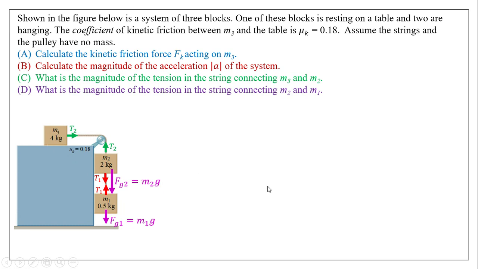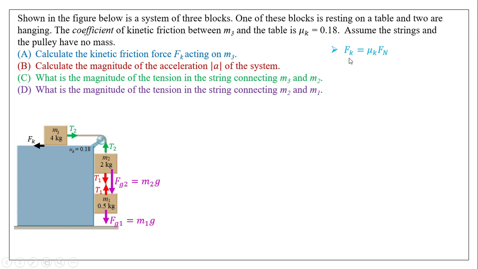So once you have all your forces drawn out, it's easy to do. But you notice here in this particular problem, there is friction on M3. So I will label this particular black arrow F of K. F of K in this case is going to point left because the system is going to be pulled to the right.